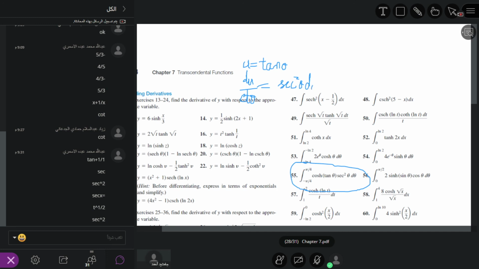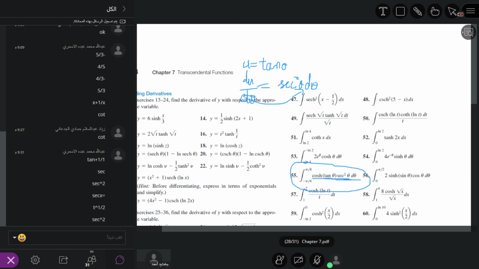So here d theta we shift on this side. So du is equal to sec square theta d theta. What is tan theta? It is equal to u. Thus here we get cosine hyperbolic u du, the given integral.